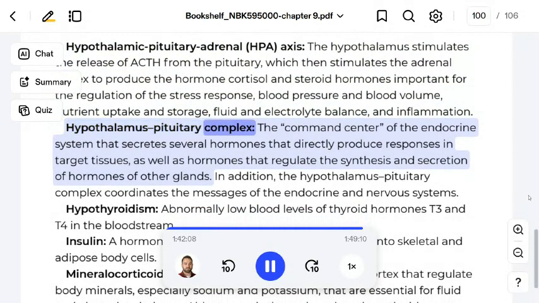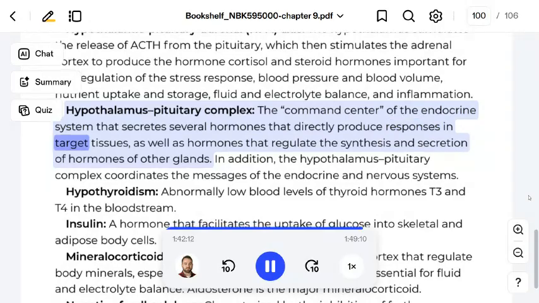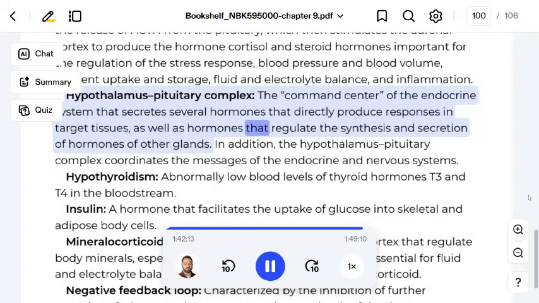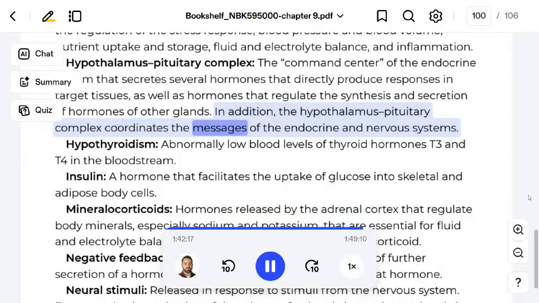Hypothalamus-pituitary complex: the command center of the endocrine system that secretes several hormones that directly produce responses in target tissues, as well as hormones that regulate the synthesis and secretion of hormones of other glands. In addition, the hypothalamus-pituitary complex coordinates the messages of the endocrine and nervous systems.